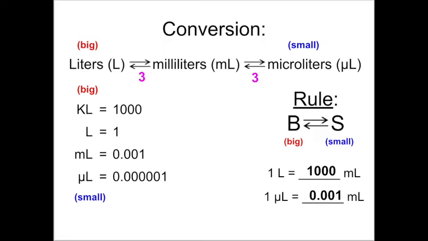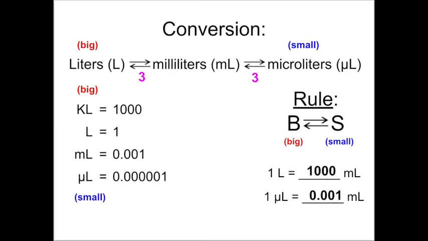Here's the idea with the BS rule. If you are converting from a bigger unit, which is what the capital B stands for in this little diagram here, to a smaller unit, which is what the S stands for, you move the decimal point to the right. So following the arrow that you see there in this little diagram where it says rule, from bigger, capital B, to smaller, you move the decimal point to the right. If you're going from a smaller unit to a bigger unit, you will move the decimal point to the left, like the arrow shows in the diagram.